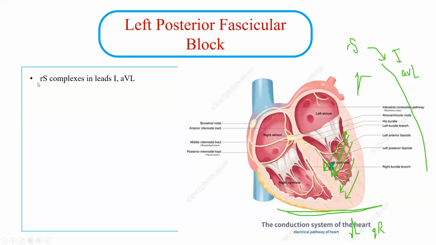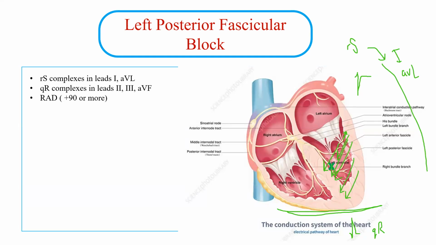So again, we will have small r, capital S in the lateral leads, and we will have small q, capital R in the inferior leads, and we will have right axis deviation. This is actually very important. Now, in cases of right axis deviation, multiple things can cause right axis deviation, right? So in left posterior fascicular block, the axis should be 90 degrees or more. So you have to use the precise method to measure the heart axis.